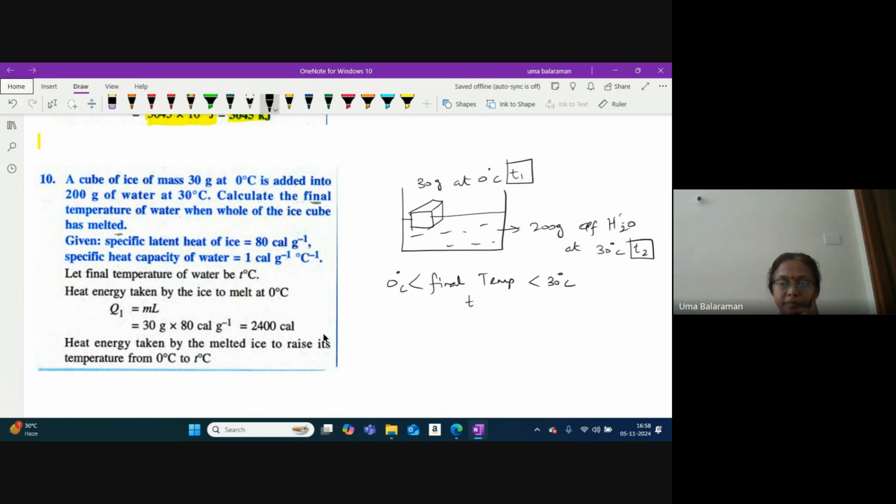Vishwa, do you agree? Yes, ma'am. Let the final temperature be T degrees Celsius. Heat energy taken by the ice to melt is Q1 equal to M into L. So 30 gram into, they've not given in joules, they've given in calorie per gram.